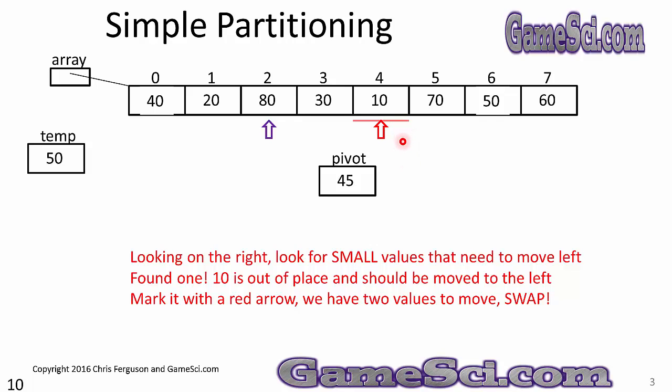We found one. 10 is definitely out of place. 10 is smaller than the pivot. It needs to be moved to the left. Mark it with a red arrow. At this point, we have two values. We have 80 on the left and we have 10 on the right. Those two values need to swap.